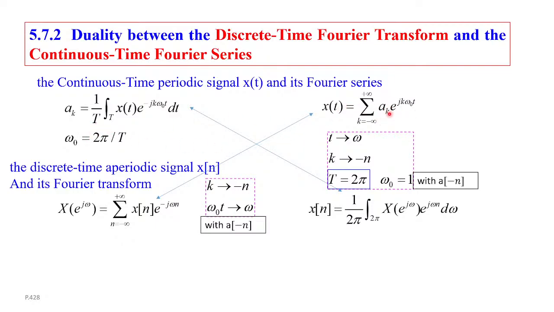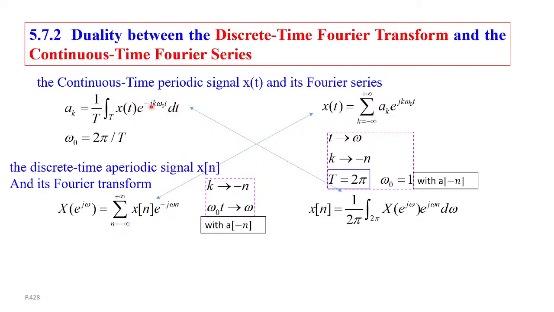Okay? So you change k to -n and omega naught t to omega, then you will change this equation to this equation. But instead of x of n here, you get a of -n, and you have small x of omega. You should think of small x of omega as equal to big X of e to the j omega. It's a little weird if you don't. This e to the j omega is a little weird, but just think of the whole thing as a function of omega for now. And also you can change this equation to this equation by doing a very similar swap.